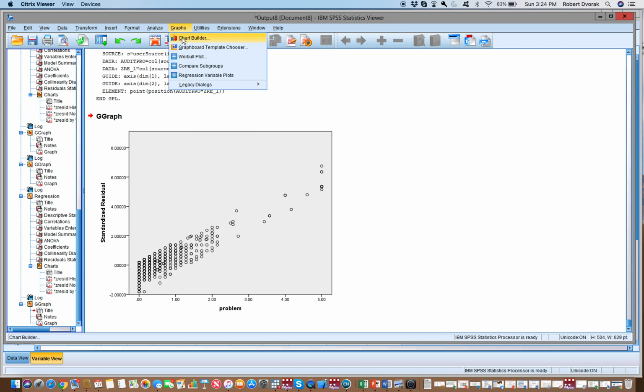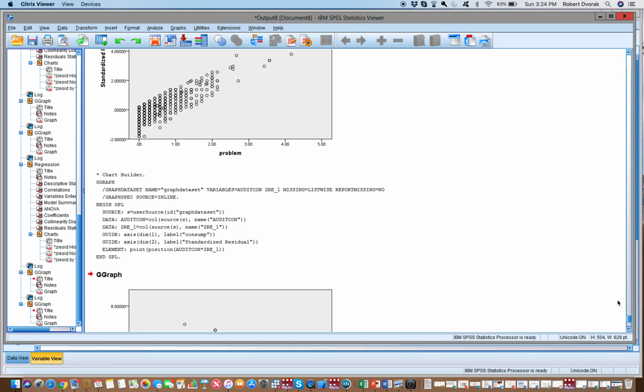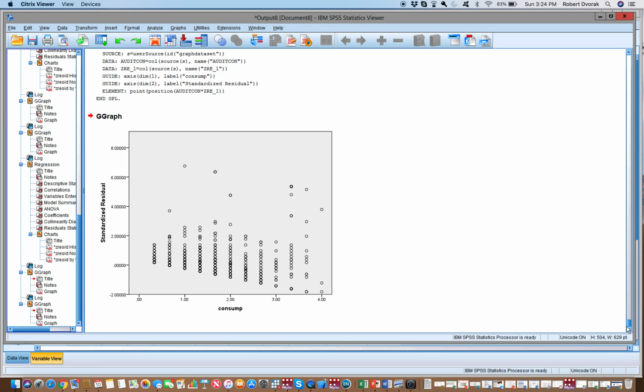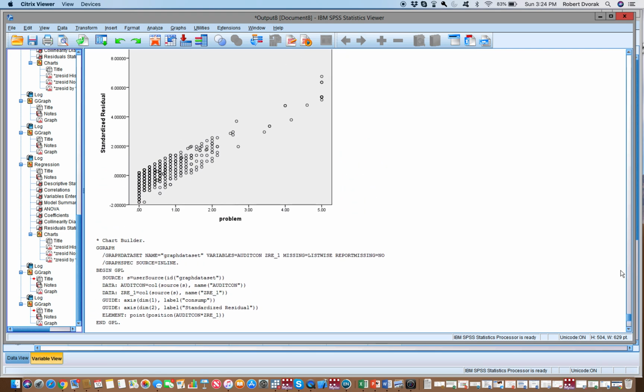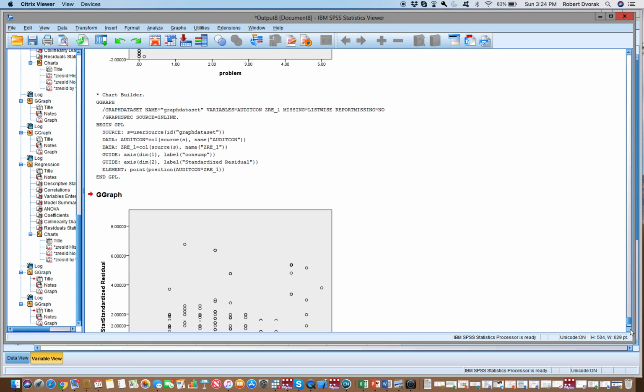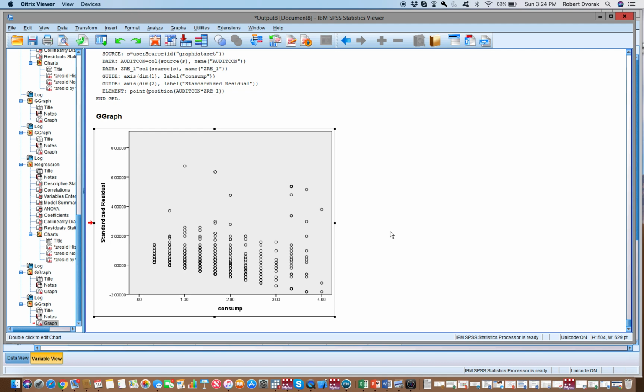Analyze, oops, graphs, chart builder, and consumption by standardized residuals. This looks very problematic because it looks kind of uniform here, right? In fact, it doesn't look all that different from this. We do not have good homogeneity of variance here.